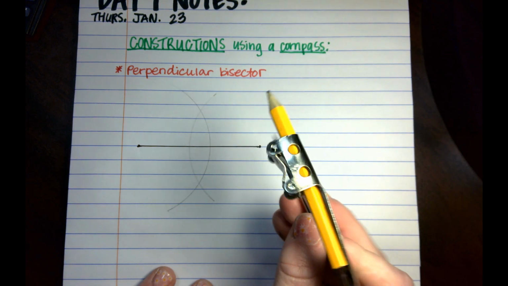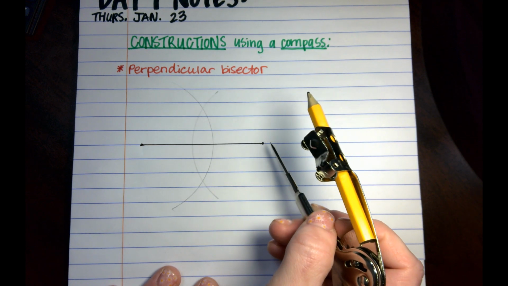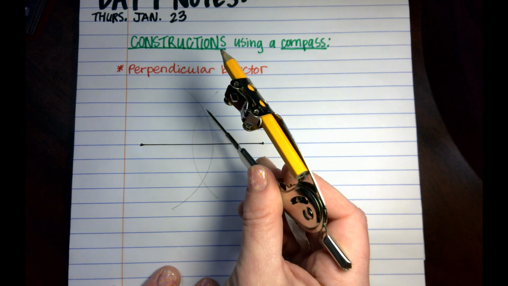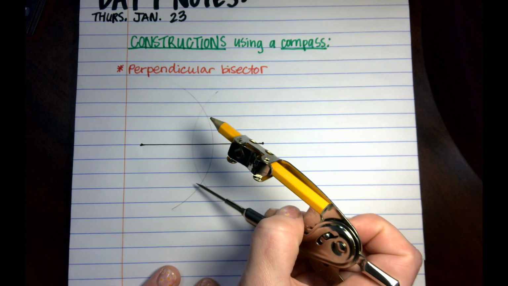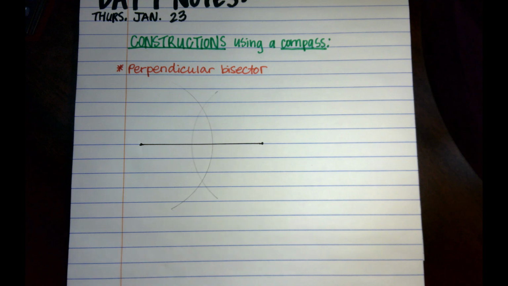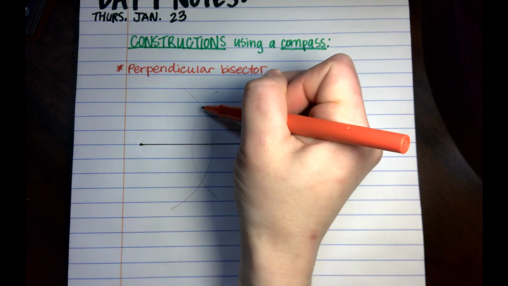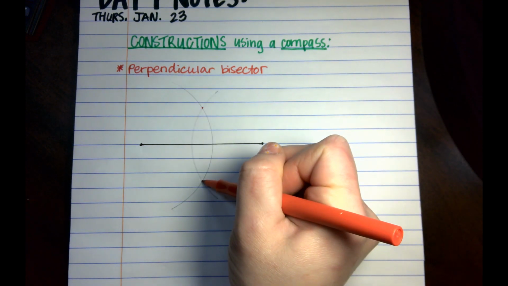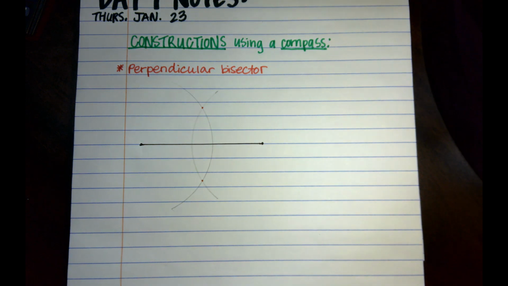Now, what do we need to make sure happens when we make our second arc? They cross. Yes, I need to make sure that they are crossing at 2 spots. So we have made them cross. I'm going to mark those intersections. Okay. So we got them. What happens next?